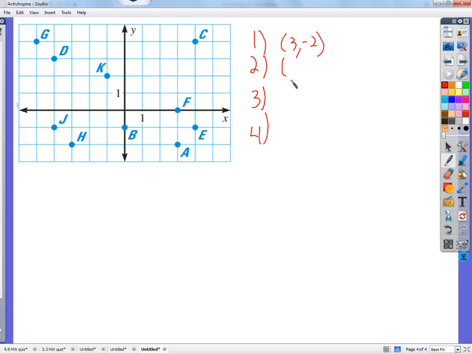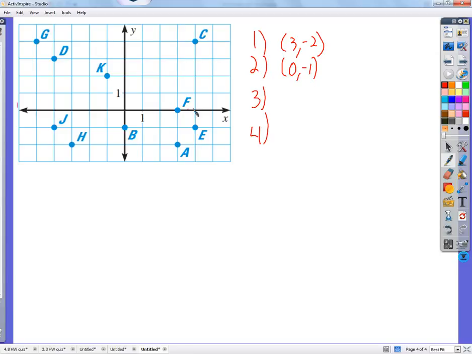For point B? Hannah? 0, negative 1. Good. We don't go anywhere in the x direction, but we do go down one in the y direction. Okay, point C, Alexis?